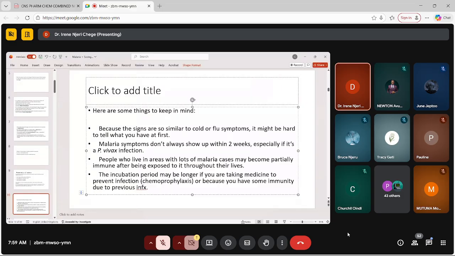The incubation period may be longer if you're taking medicine to prevent infection. We're going to cover something called chemoprophylaxis. So in the front pages of your BNF, which I had sent to you in a previous unit, the BNF remains the same, look at the drugs that are used for chemoprophylaxis. So the incubation period will be longer if you're taking drugs to prevent infection. Preventing infection is what we're calling chemoprophylaxis. So look at the country-specific drugs in the BNF for chemoprophylaxis and check what is available in the Kenyan market. Or it may be longer because of immunity to previous infections.